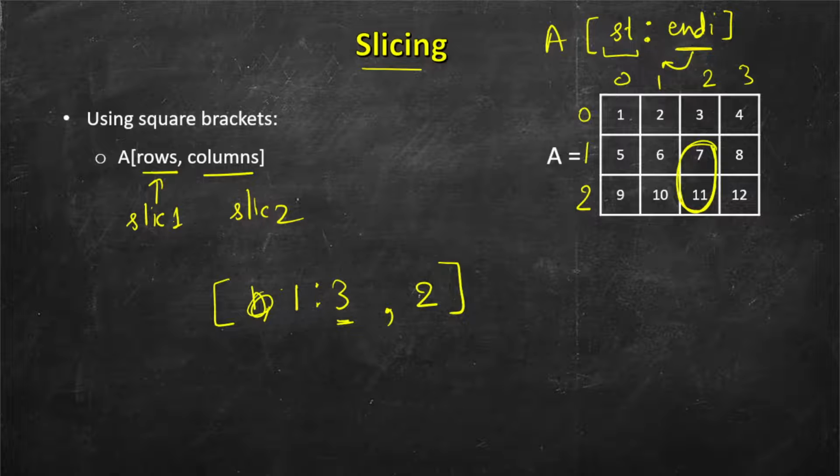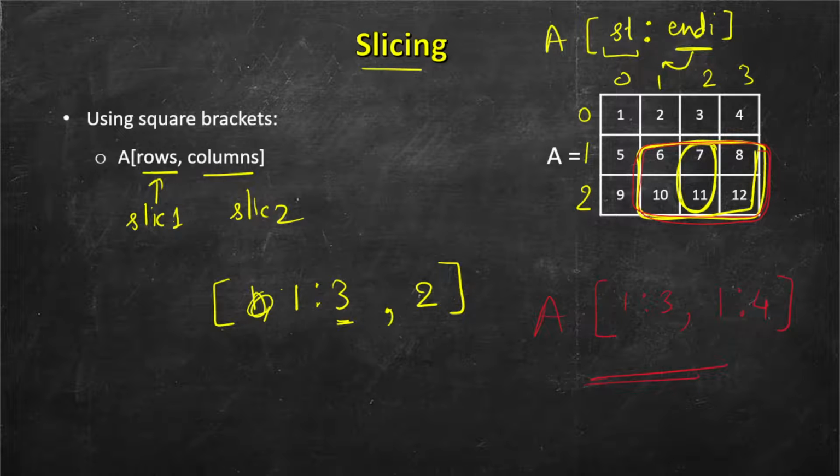Similarly, let's say we want this 2 cross 3 slice out of this complete 2D tensor. In red, whatever you see in red, this we want to extract. So we will write A, rows are going from 1 to 2, so 1 to 3, and columns are from 1, 2 and 3, so we will write 1 to 4. So this is the way we take slices.